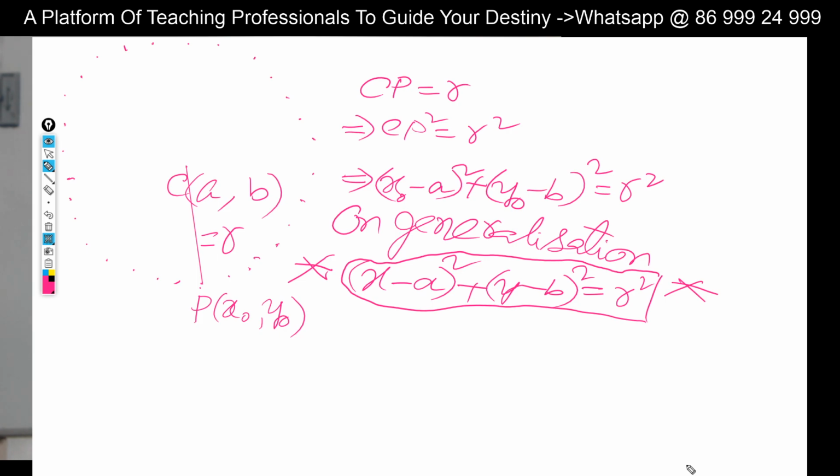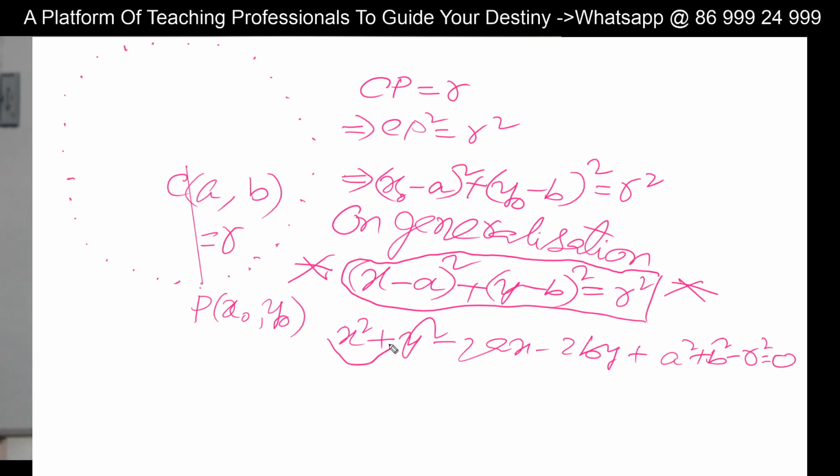Okay, now what the mathematician did later, this is expanded: x square plus y square minus 2ax minus 2by plus a square plus b square minus r square is equal to 0. Now he compared this equation with the second degree non-homogeneous equation, and he understood that.